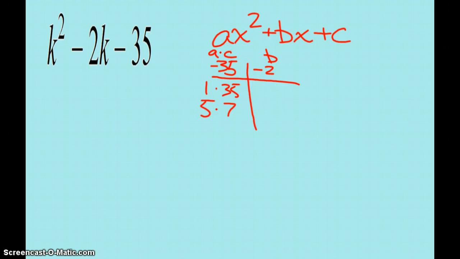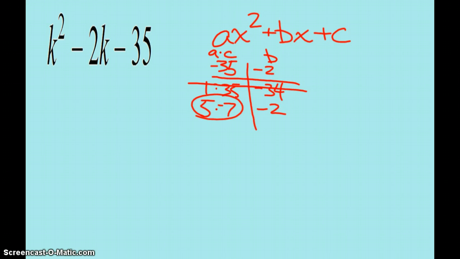So 1 and negative 35 multiplies to give us negative 35, but adds up to negative 34, which is no good. That's not what we're trying to do. We next look at 5 and 7. Again, 5 times negative 7 is negative 35, and when we add them together, we get negative 2. So this is our wonderful pair, our factoring friends.